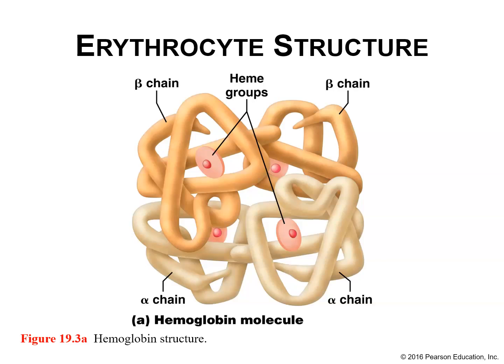The dark orange and the light beige color is basically the 2 alpha chains. And the hemoglobin, which carries only the oxygen molecules via the iron molecules, is basically right in the middle of each of these polypeptide chains.